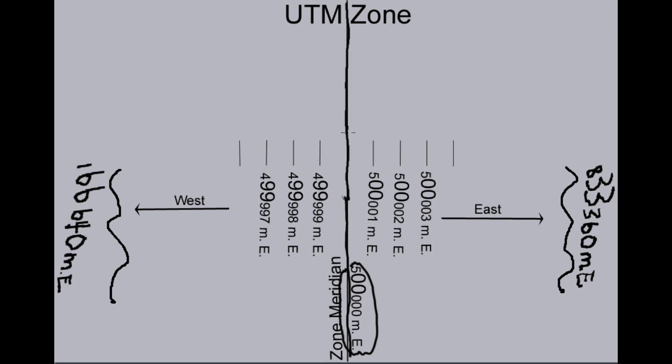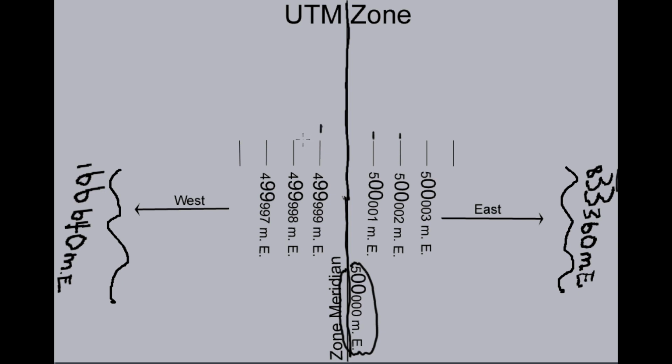Now, as you go east, for every meter you go east of the zone meridian, the easting increases by 1. So here, 1 meter east of the zone meridian, the easting is 500,001 meters east. 2 meters east of the zone meridian is 500,002 meters east, and so on, meter by meter, all the way out to the eastern border of the zone, where the easting is 833,360 meters east.